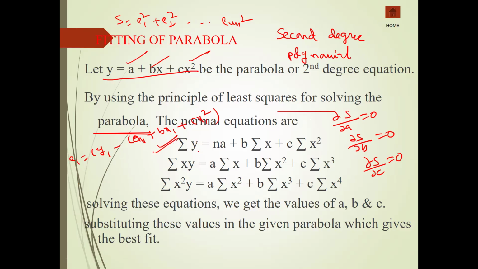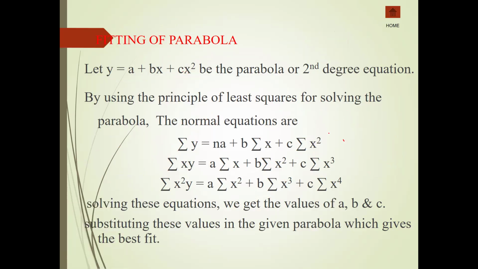Sigma yi is equal to na plus b into sigma xi plus c into sigma xi square, where i is equal to 1 to m. Here the sigma is the summation of the terms. So, these are your normal equations.